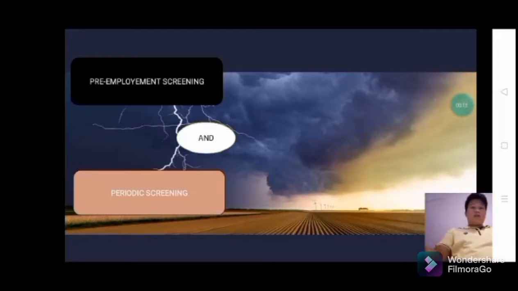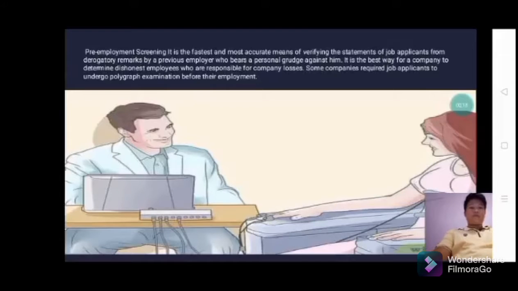So, let's proceed to the pre-employment screening and periodic screening. Pre-employment screening is the fastest and most accurate means of verifying the statements of job applicants against derogatory remarks by a previous employer who bears a personal grudge against him. It is the best way for a company to determine dishonest employees who are responsible for company losses. Some companies require job applicants to undergo polygraph examination before their employment.